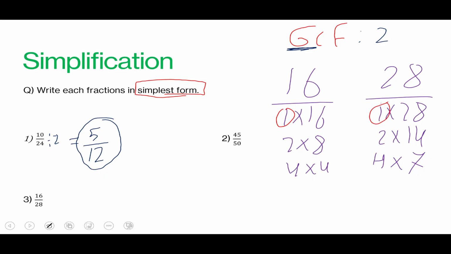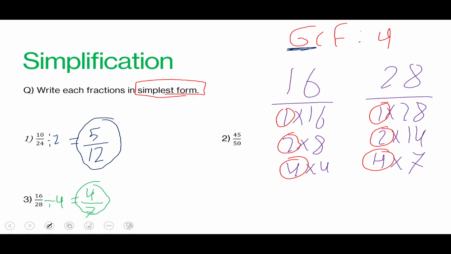We know 1 and 1 is a common, 2 and 2, 4 and 4, right? But which one is the biggest one? 4. So the GCF in here, it's what? It's 4. So GCF, it is 4. Now divide the top and the bottom numbers by 4. So 16 divided by 4 is 4. 28 divided by 4 is 7. So the answer is going to be 4 out of 7.